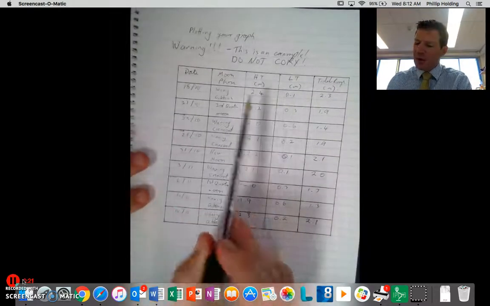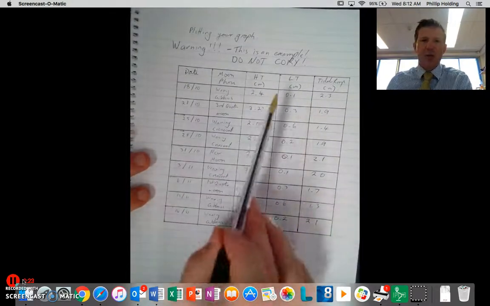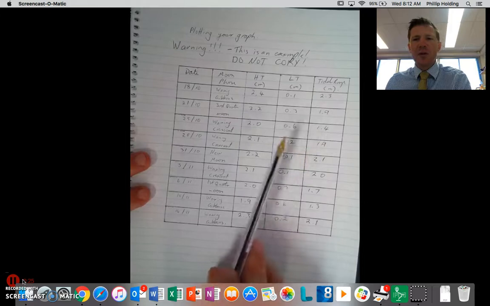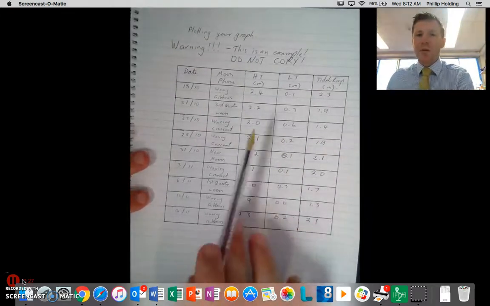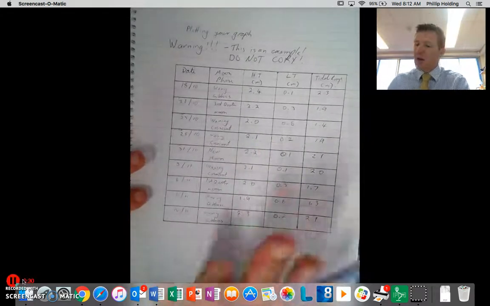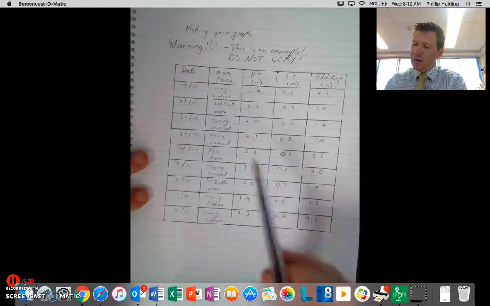Now let me make this very clear. This is an example, this is different data. If you copy this, you're going to get it wrong. So don't copy this one. This is an example of how to do it. So you've got your table now, and you then need to go and plot the points.